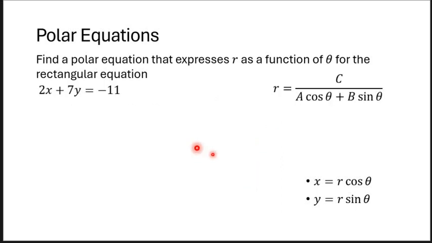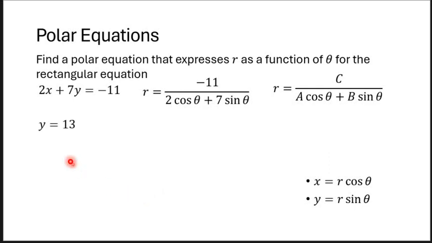So if you're given an equation of a line like this one, this is A, this is B, and this is C in standard form. If you want the polar form of this rectangular equation, you just plug in negative 11 for C, 2 for A, and 7 for B, and you'll get this equation. So this would be the polar equation for that line in rectangular form.